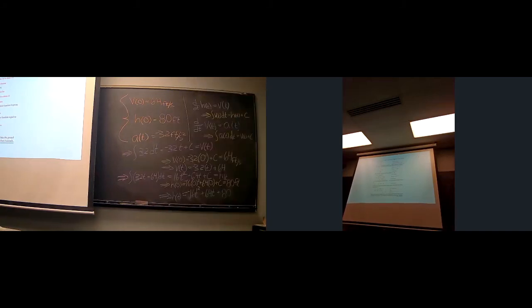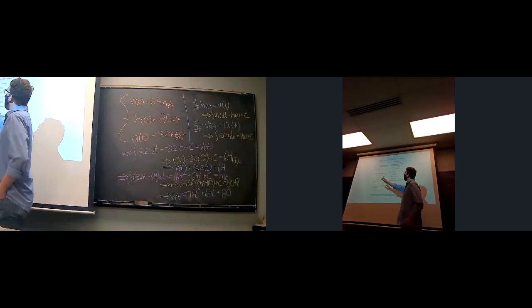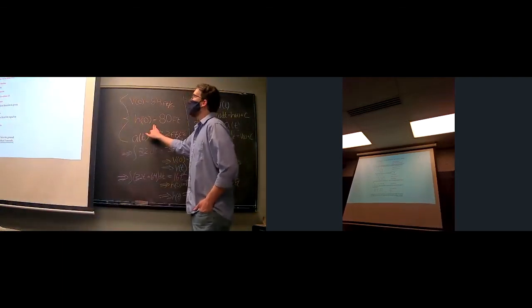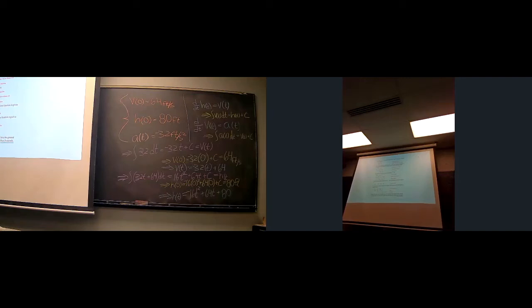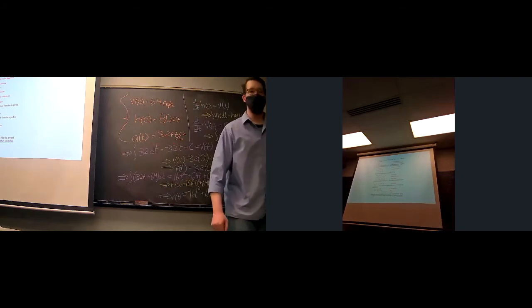So jumping to the solutions, we know that height at time equal to 0 is 80. We know that velocity at time equal to 0 is 64. We know that the second derivative, that is acceleration, is negative 32.